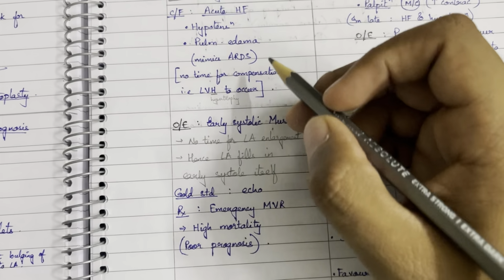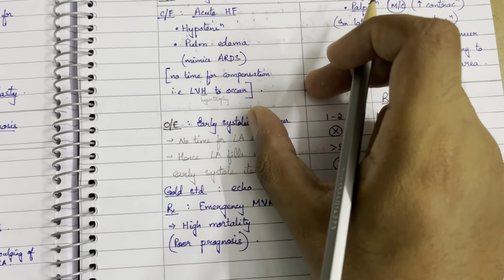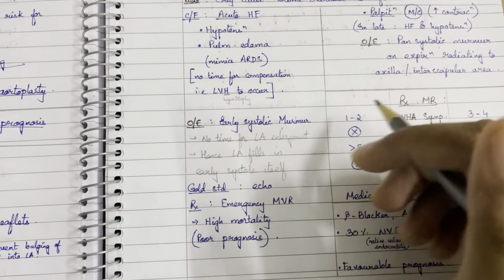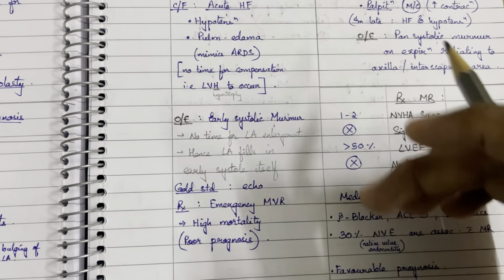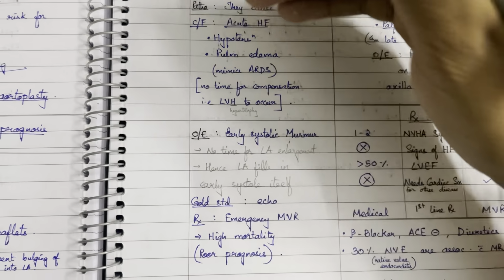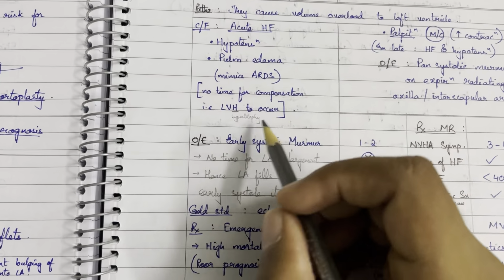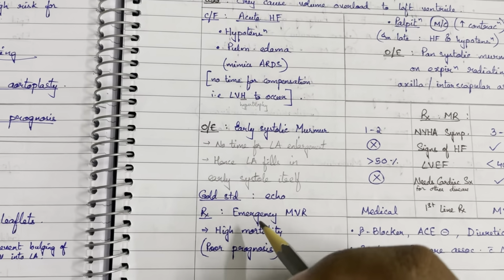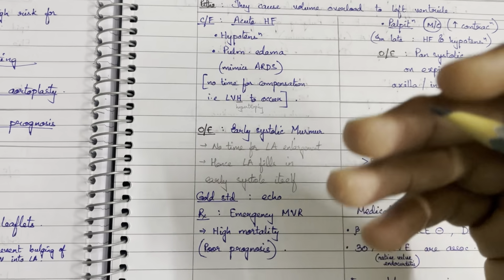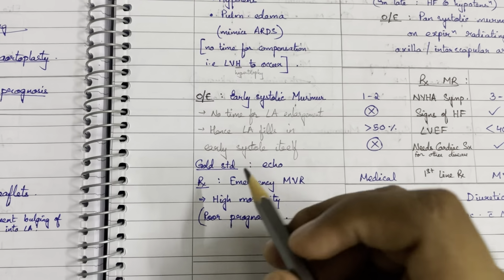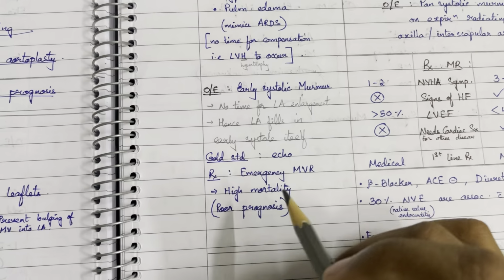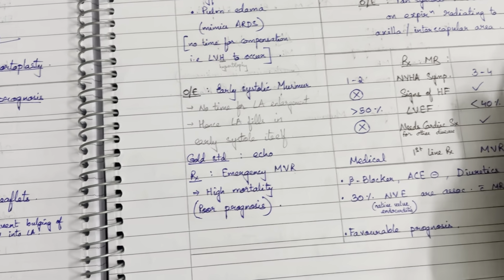Okay, so on examination, see, as soon as blood goes into the left atrium, the mitral valve is closed, left atrium enlarges, pressure increases, then the valve opens, right? But here the valve is already open. So it immediately goes. Early systole itself, the blood fills into the left ventricle. Okay, so early systolic murmur you will have. So gold standard is echo, and treatment is emergency mitral valve replacement.